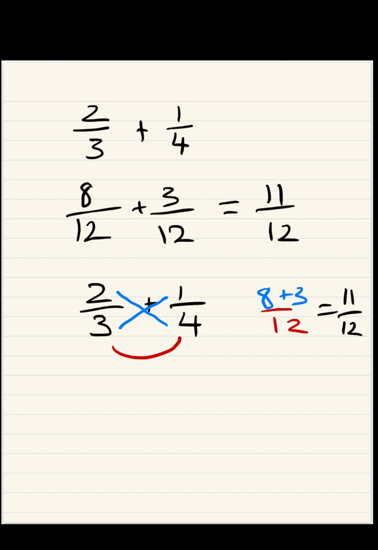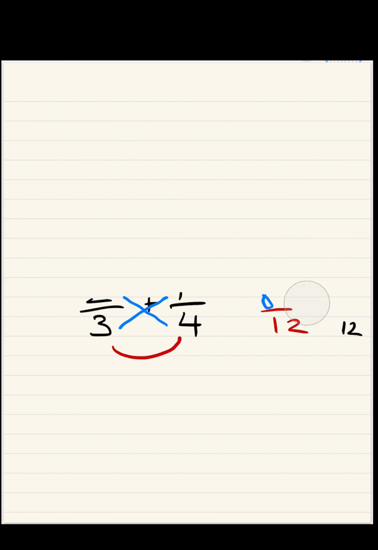Both of these can be used for addition or subtraction, so let's have a look at a subtraction example. Okay, so with subtraction, let's go for an example such as 5/6 minus, let's say, 2/9. Okay, so again, I could look for lowest common multiples here.